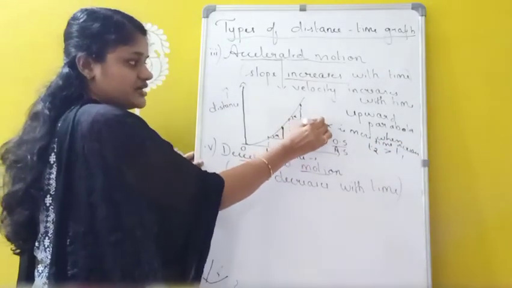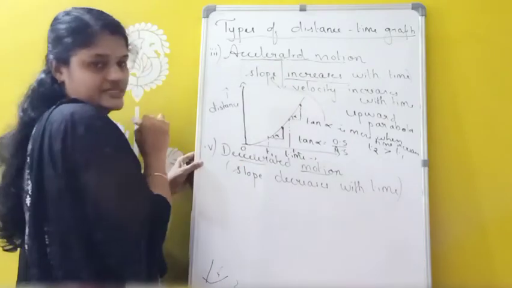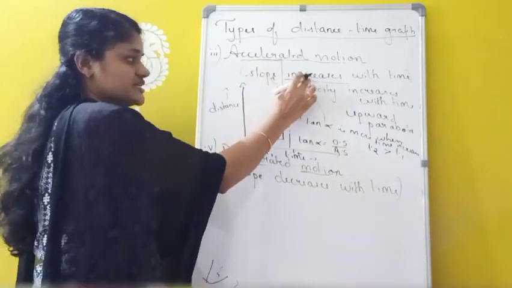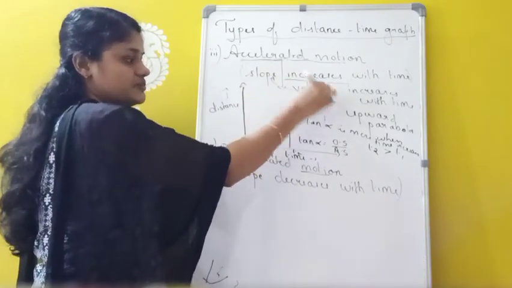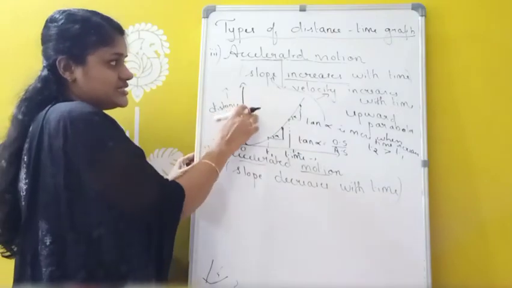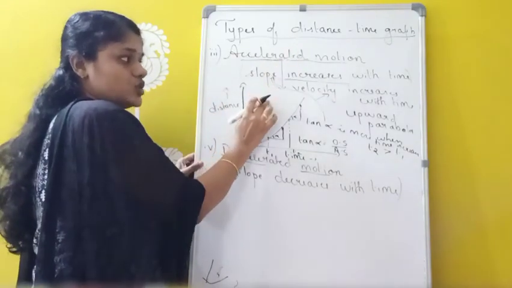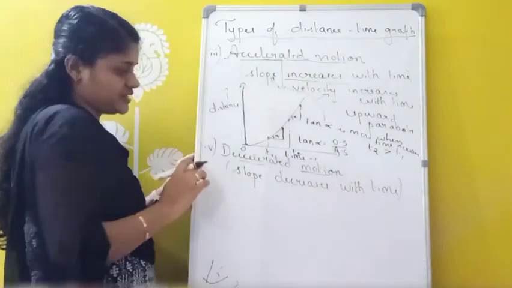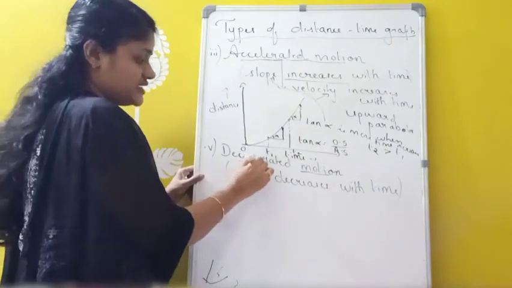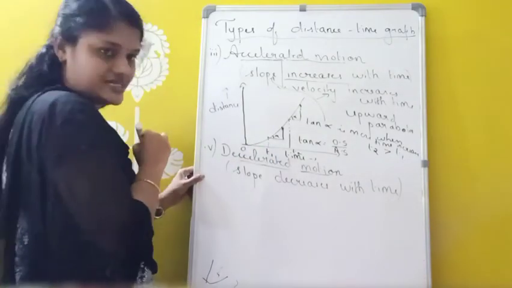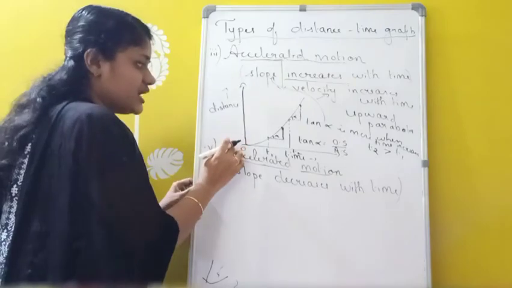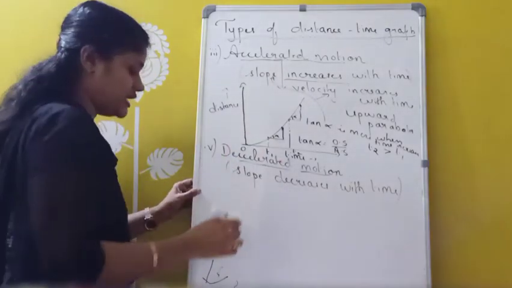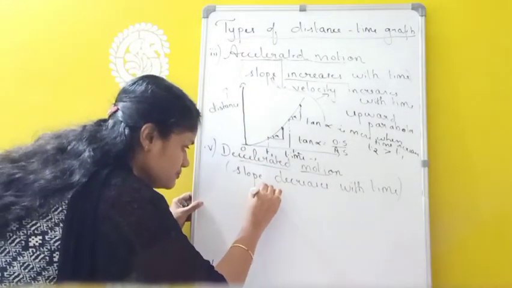That means tan alpha increases means slope is increasing. And whenever slope is increasing, velocity will be increasing. Okay. So in the case of accelerated motion, this slope will be increasing with the time. Okay. And next we have to study decelerated motion. And here the graph will be a downward parabola. Okay. So I am drawing the graph here.